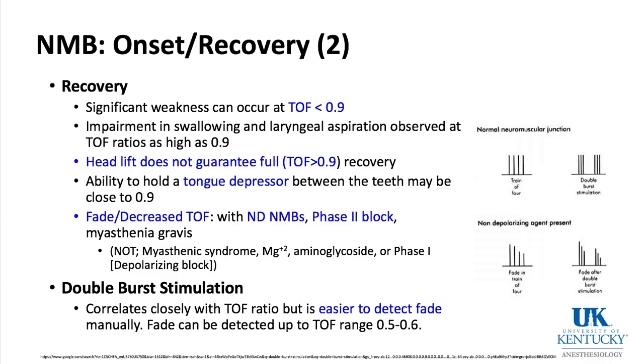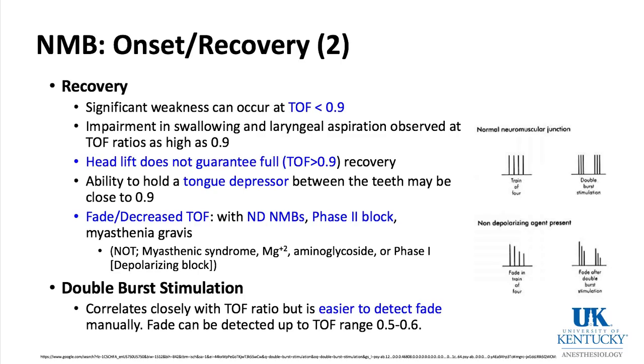And there are some new neuromuscular twitch monitors that are good for helping us document that. The graphic at the far right shows a train of 4 where the first twitch is equal to the fourth twitch, as opposed to the bottom, where a non-depolarizing agent is present and the fourth twitch is less than the first twitch. Double burst stimulation makes it a little bit easier because you only have to look at 2 twitches to say, is the first twitch less than the next twitch?